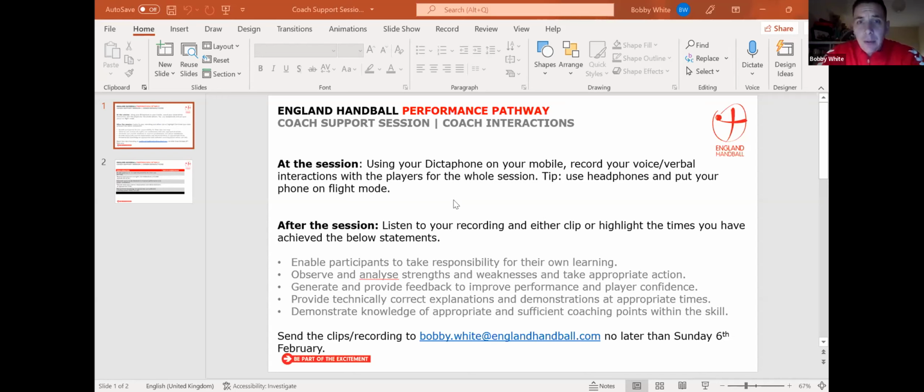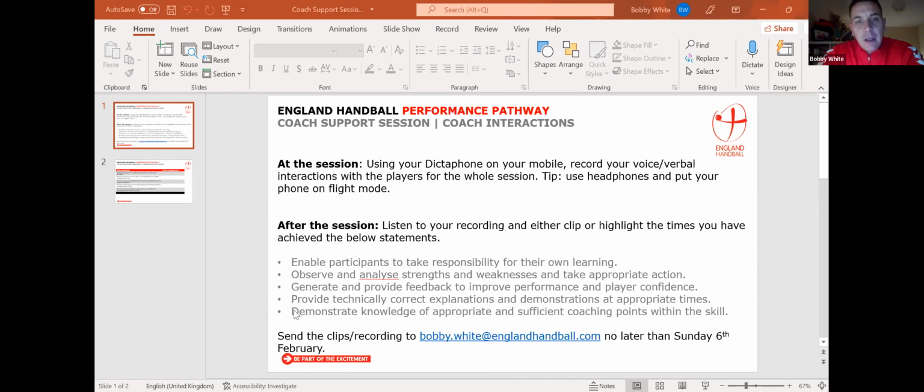So at your sessions this weekend, what we would like you to do is get yourself a microphone, connect it to your phone, and use your dictaphone to record your verbal interactions with the players through the whole session. I'll put a little tip to put your phone on flight mode, but what Joao and I would like to have a look at is all the different examples of the 5 statements below. So if you pick out examples of enabling participants to take responsibility for their own learning, how you observe and analyze strengths and weaknesses, and so on.